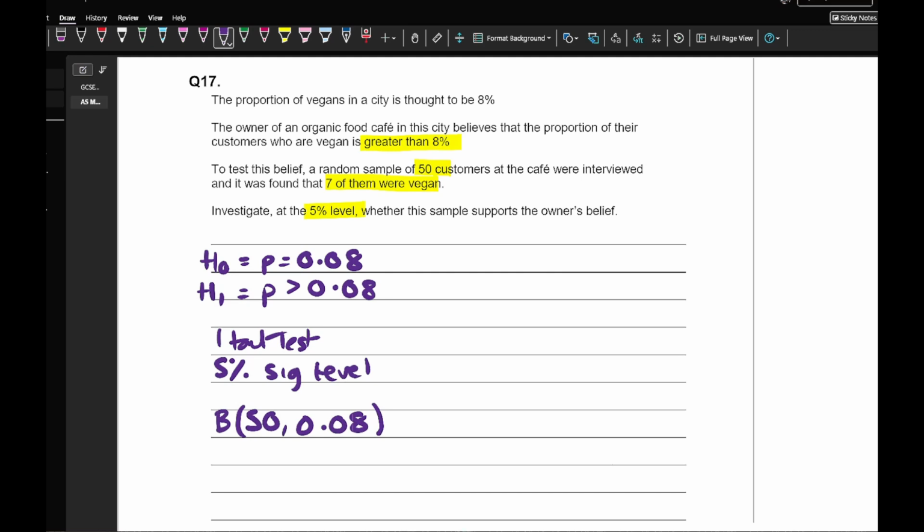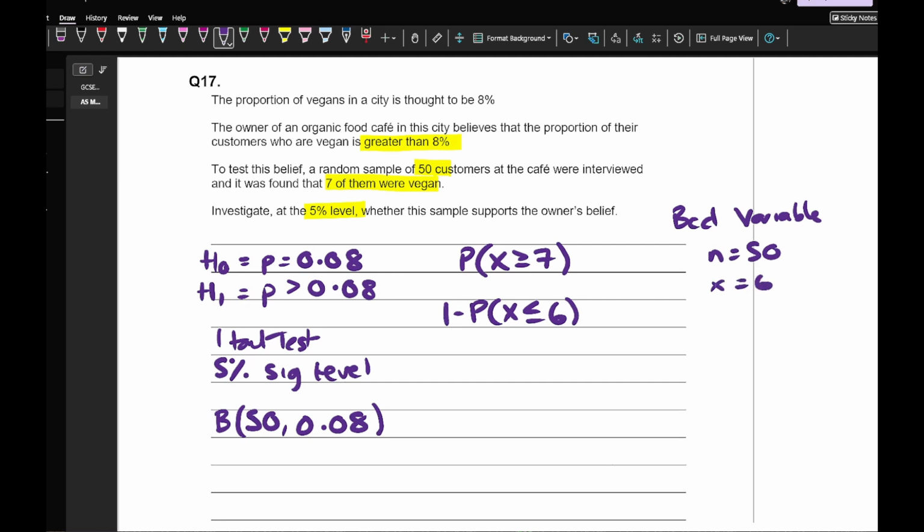So from this, what we then need to do is find the test statistic, which is to find the probability that x is greater than or equal to 7. So using my calculator, I can work out this. We're looking for 1 minus the probability that x is less than or equal to 6. So going into binomial CD, we're looking at variable again. We're looking for an n value of 50, an x value of 6, and a p value of 0.08. And I do 1 minus 0.898128, which gives me an answer of 0.102.